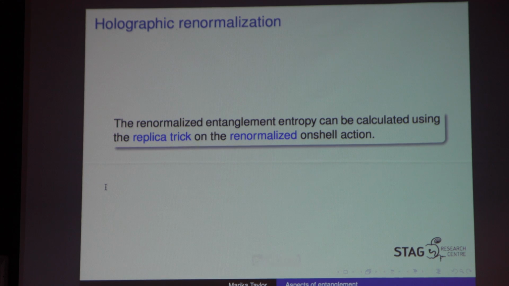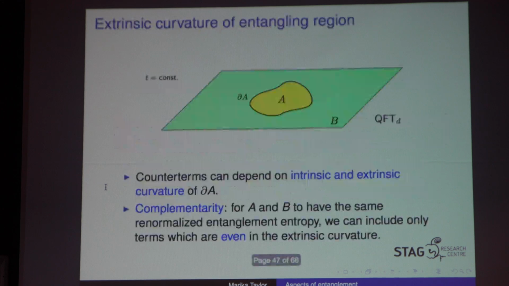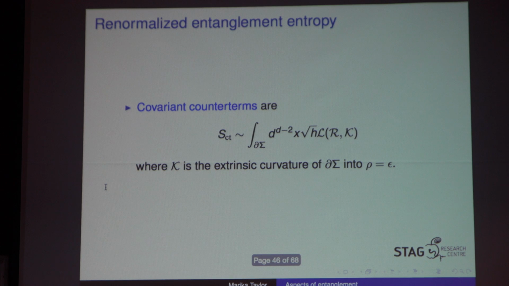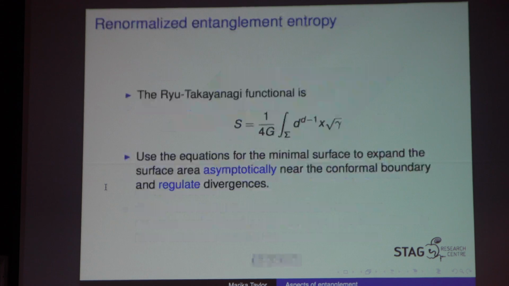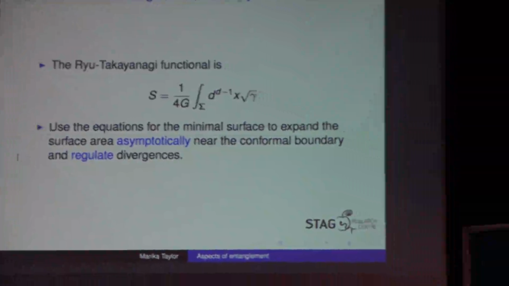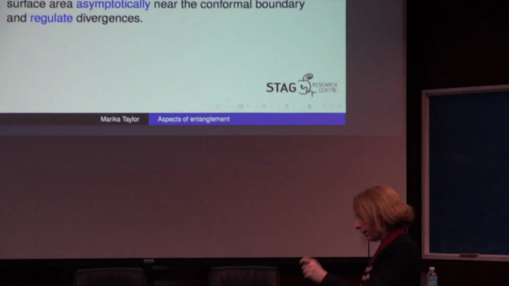Okay, so this was a brute force calculation. I didn't show you the details, but I would just take the equations of motion. I would do the analog of what I was doing the other day with my field expansions as powers of epsilon, powers of r, plug it in and just do it brute force. But there's a cleverer way of doing it, which is to use the replica trick on the renormalized on-shell action.